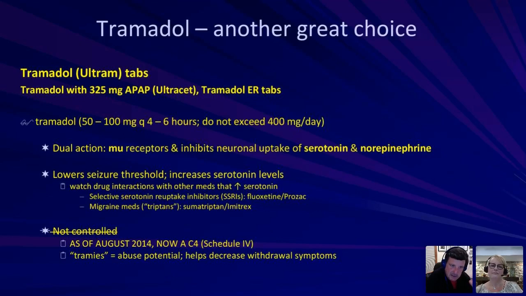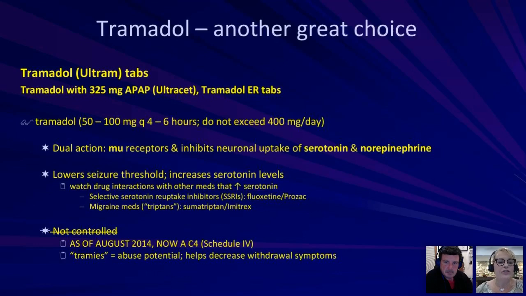So this here I wanted to spend a little bit of time on, because this one is optometry's friend. And it's a Schedule 4. So that also makes it a little more beneficial because the addiction potential is lower.